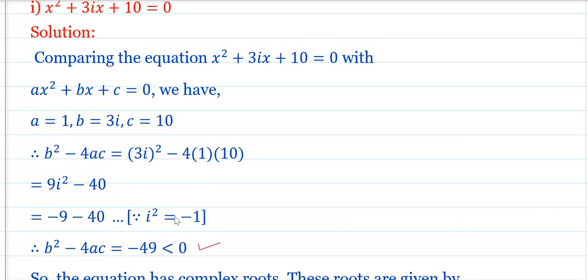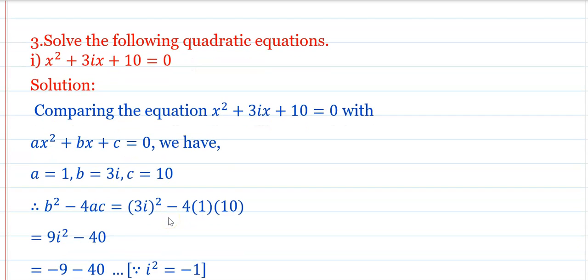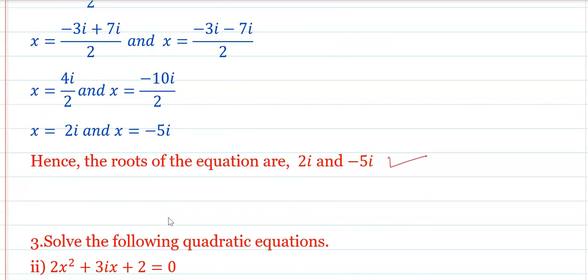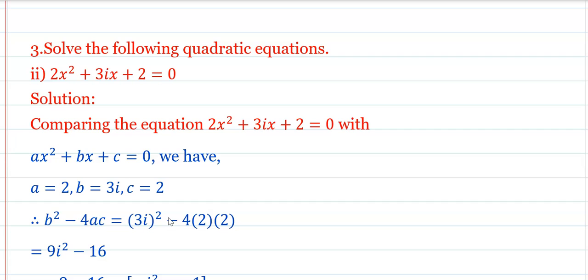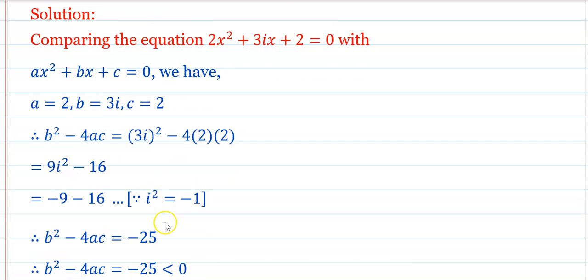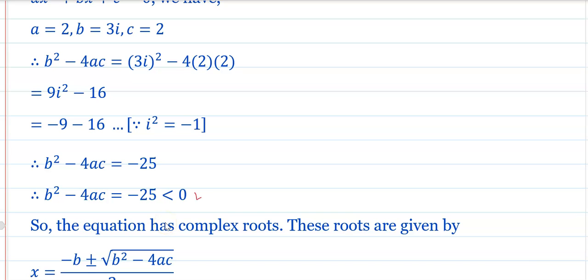Now you can look here. Now the next, 2x square plus 3ix plus 2 is equal to 0, comparing with ax square plus bx plus c is equal to 0. A is 2, b is 3i, c is 2. b square minus 4ac, b is 3i bracket square minus 4 into 2 into 2, that is 16. 3i bracket square means 9i square. I square means minus 1. Minus 9 minus 16, you will get minus 25, which is less than 0.